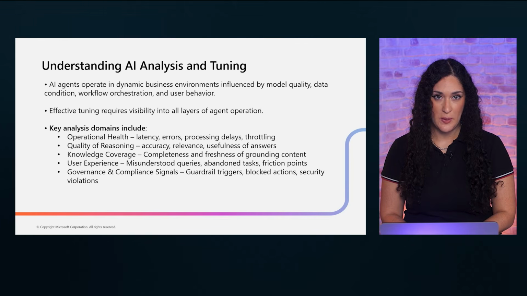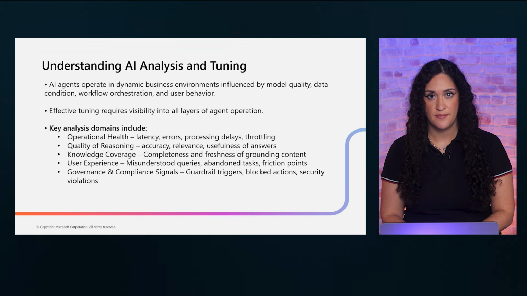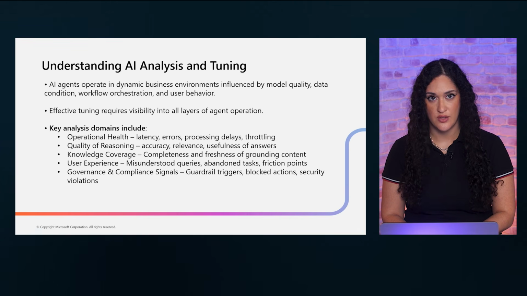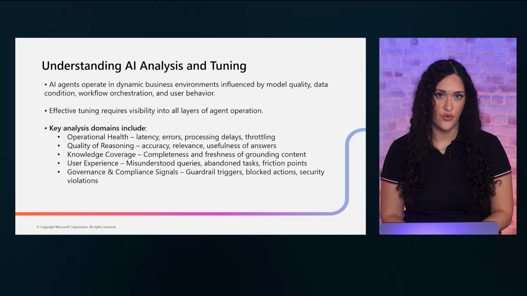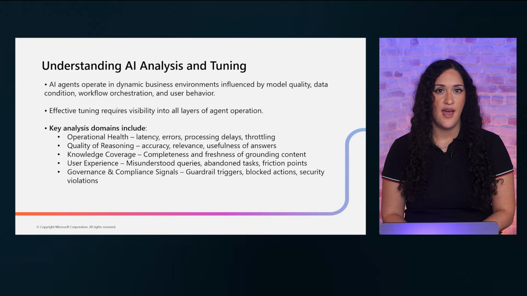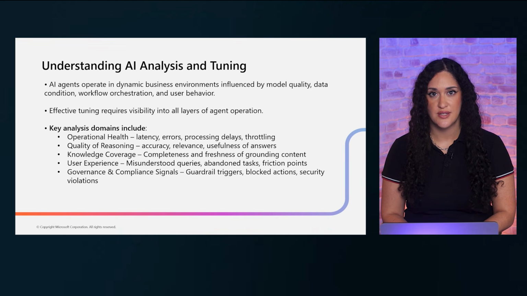The key analysis domains are operational health, covering latency, errors and throttling; quality of reasoning, focusing on accuracy and relevance of answers; knowledge coverage, checking the completeness and freshness of grounding content; user experience, addressing misunderstood queries and friction points; and governance and compliance signals, tracking guardrail triggers and security violations.